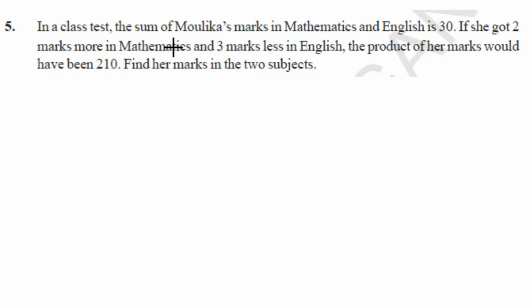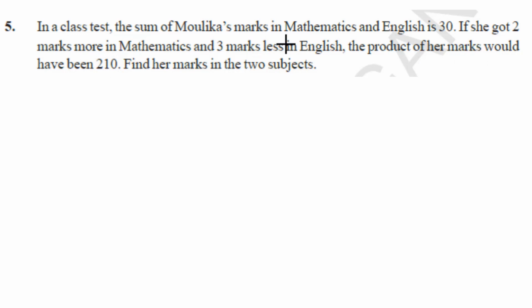So here in this problem, we are given the sum of Moulika's marks in mathematics and English, which is given as 30. So this 30 is the sum of the marks of Moulika in the subjects mathematics and English. The actual marks in mathematics and English are not given, but the total marks of these 2 subjects is given as 30. And one more piece of information we have here is that if she got 2 marks more in mathematics and 3 marks less in English, then if we do the product of those 2 marks, we get 210.